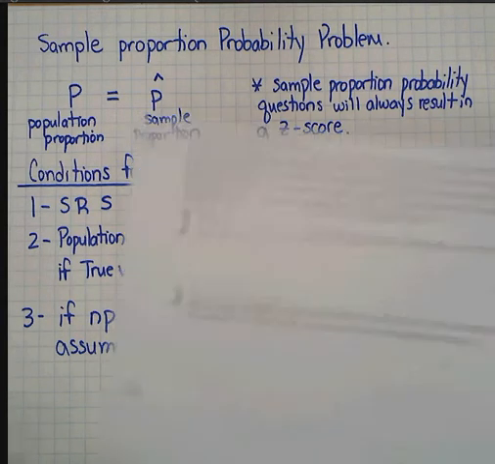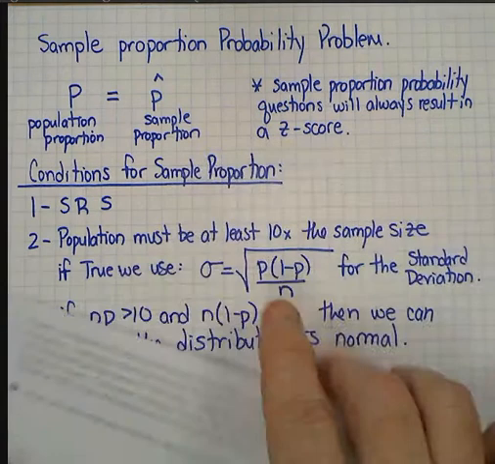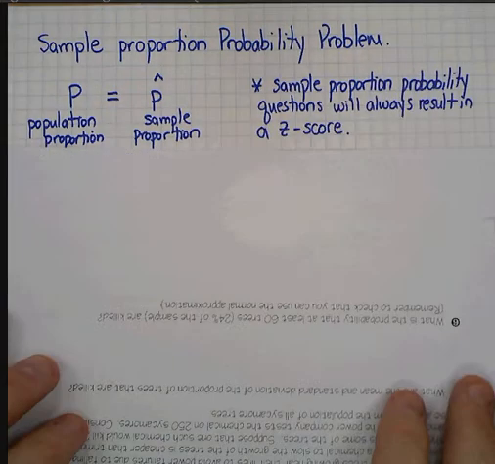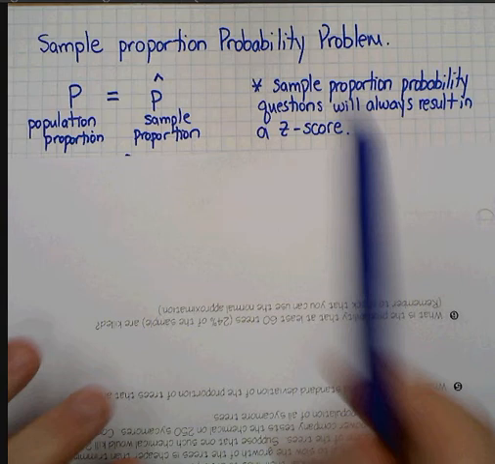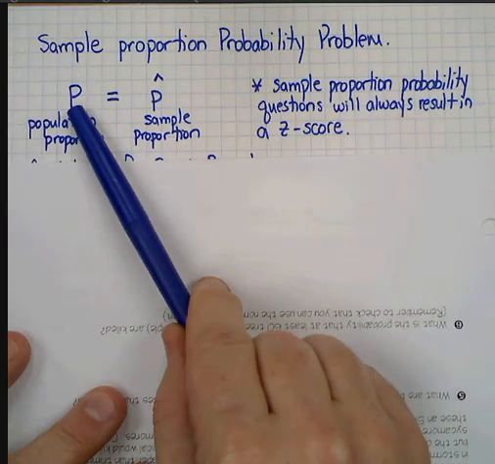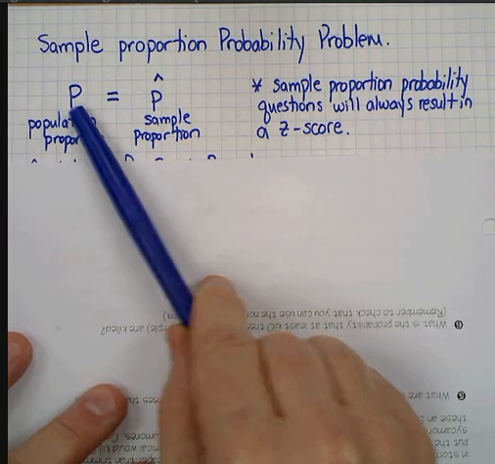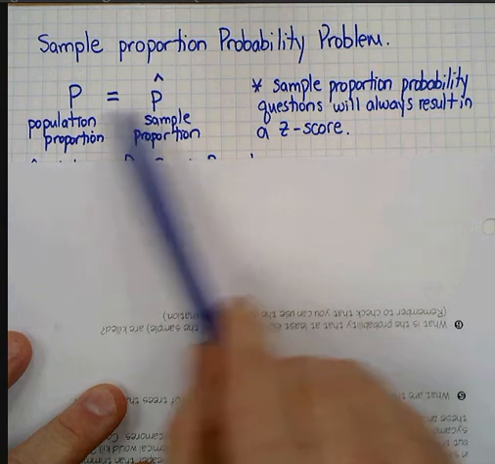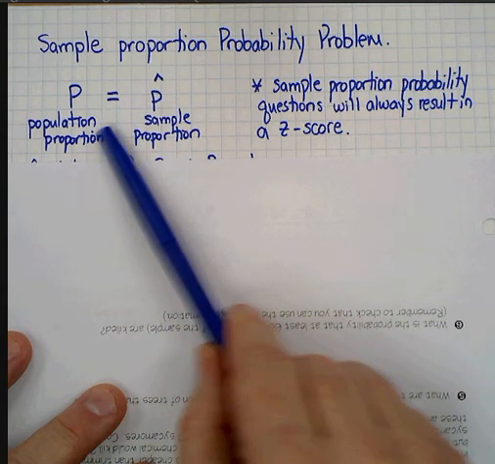Some of the things that we need to know in these problems is the assumption that p, which is the population proportion, and p hat, which is the sample proportion, are going to have the same value, or should have the same value.